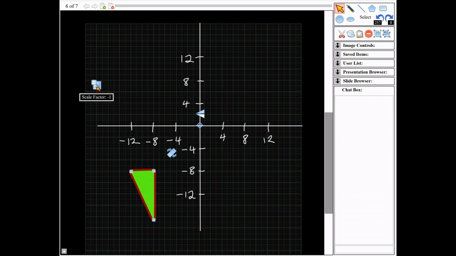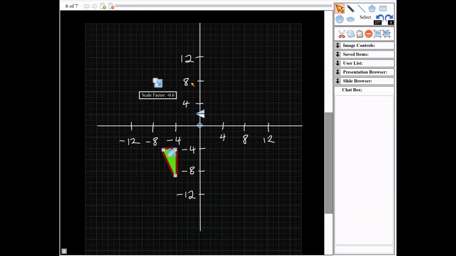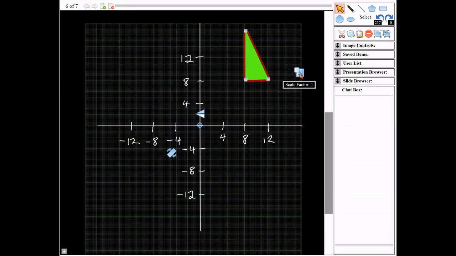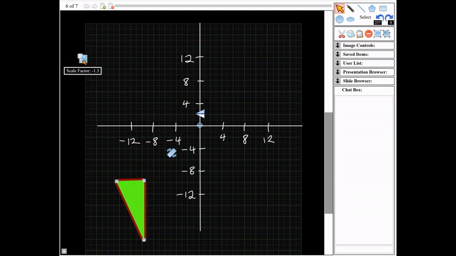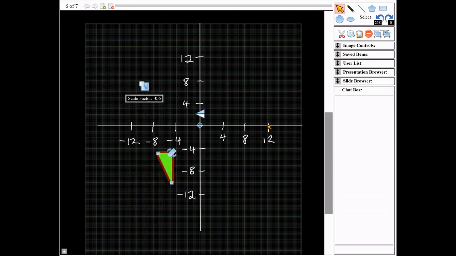So when you have a negative scale factor, you end up on the opposite side of the center of enlargement than you were originally. If I flip back over here again, scale factor is 1, it's up here on the top, and then if I have a scale factor of negative 1, then it's over here on the bottom. Closer to the center of enlargement will be smaller, and further away from the center of enlargement will be bigger. So that's basically how it works. I can undo that and bring it back where it was at the beginning.